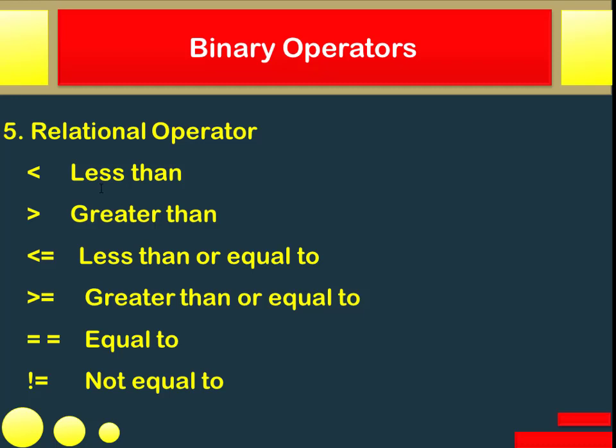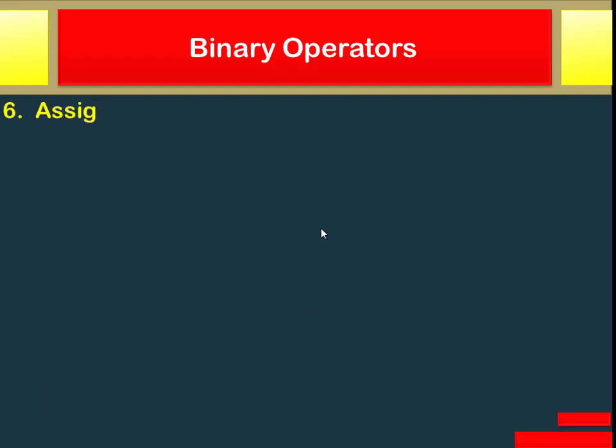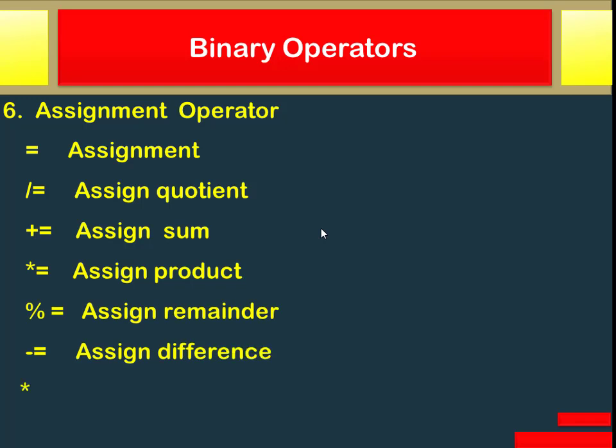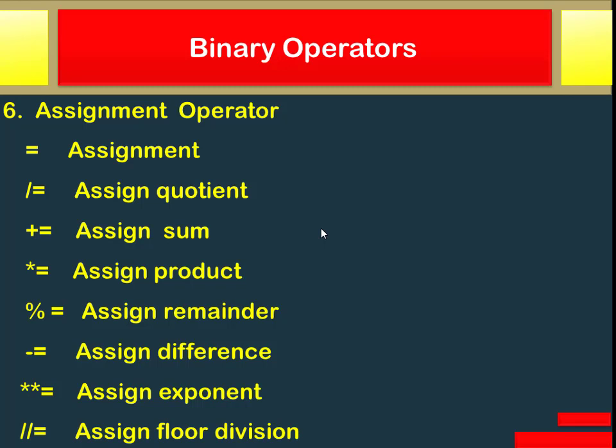As we proceed with our course, we'll be using these operators time and again. Even in the next chapter we are going to discuss these operators in more detail. Now next we are going to learn about assignment operators: equals an assignment, assign quotient, assign sum, assign product, assign remainder, assign difference, and this is assign exponent and assign floor division. So these are our assignment operators. Assignment operator means to assign value. I will show you.